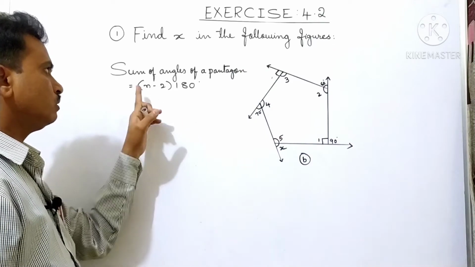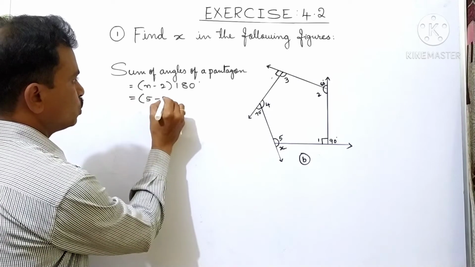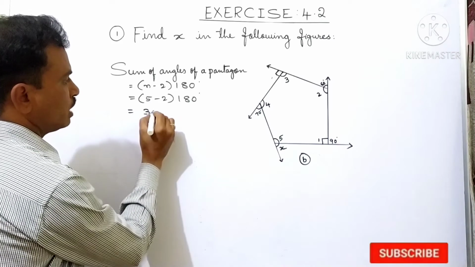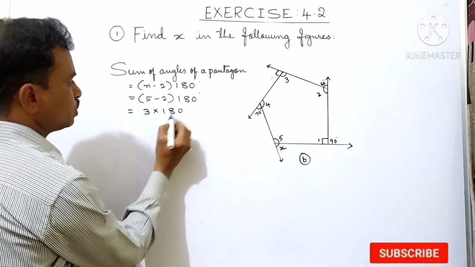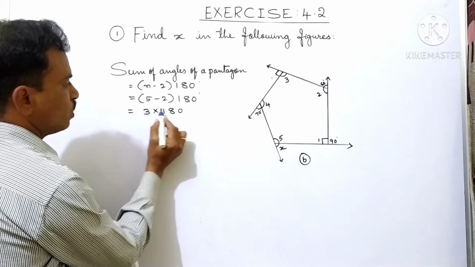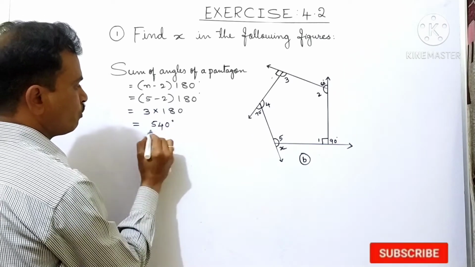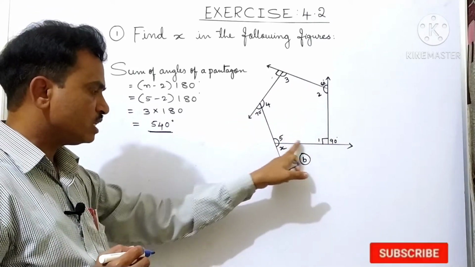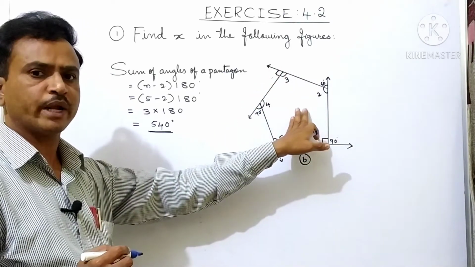This figure is a pentagon. So here n equal to 5 we should take here. 5 minus 2 into 180 degree. 5 minus 2 is equal to 3 into 180. Now multiply these two. 3 zeros are 0, 3 8s are 24, 2 carry 4 here, 3 1s are 3 plus 2 is 5. So this is equal to 540 degree. That means sum of all these interior angles of this pentagon is equal to 540 degree.